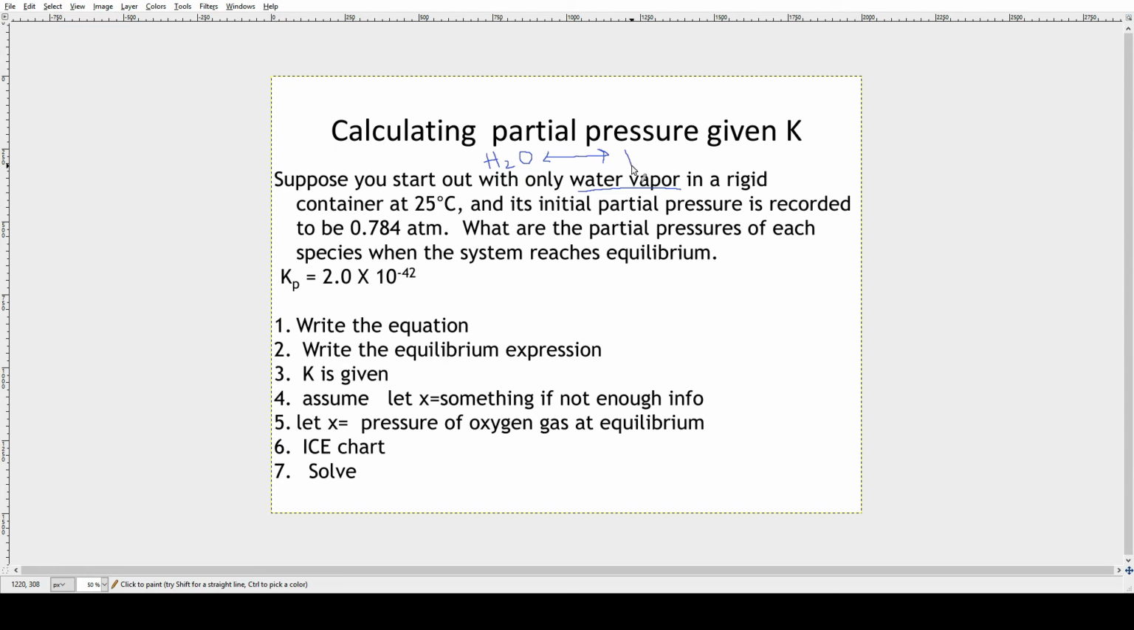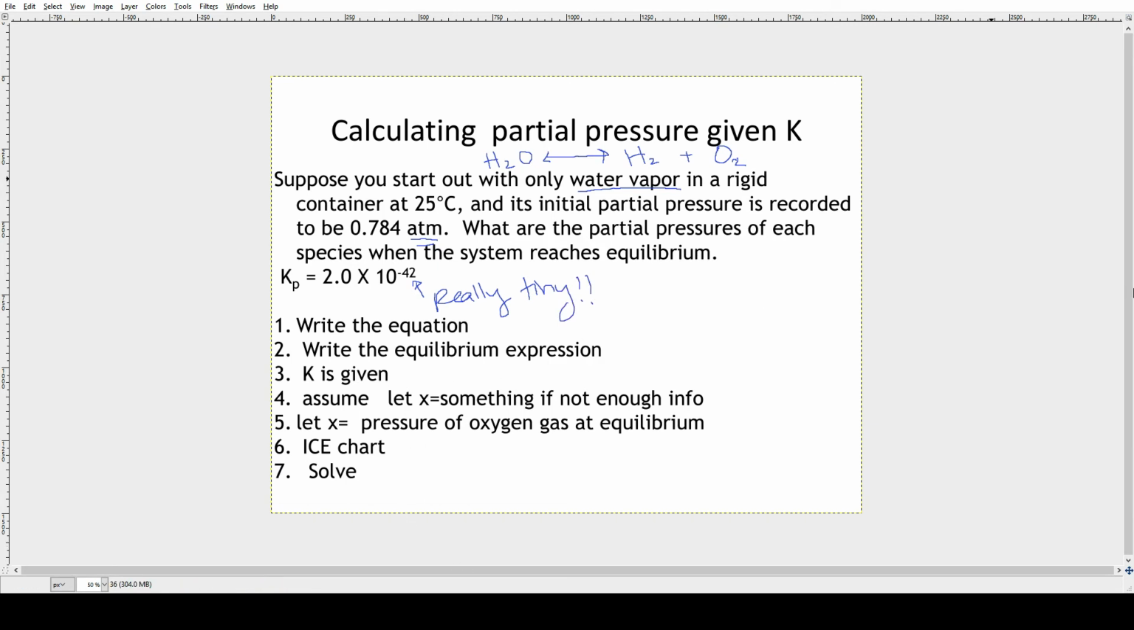So we have water vapor that is decomposing into hydrogen and oxygen. We know it goes both ways. And we know it started out with only water vapor. Cool. And we're dealing with pressures. So if it talks about partial pressure, don't freak out. It's the exact same problem as what we've been doing, except this time instead of molarity, everything's going to be in atmospheres. So don't change anything that you've been doing. Now, the first thing I want you to notice is that this number, your Kp, is really tiny. It's really, really small. That's actually important.